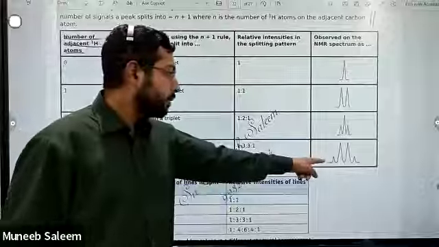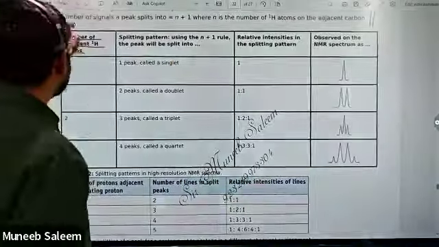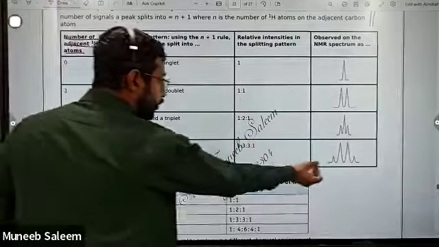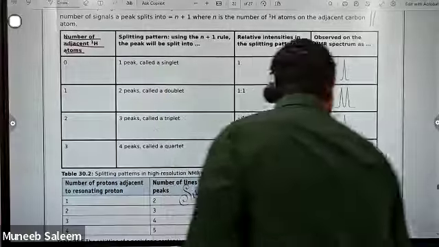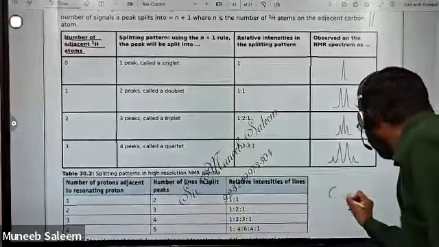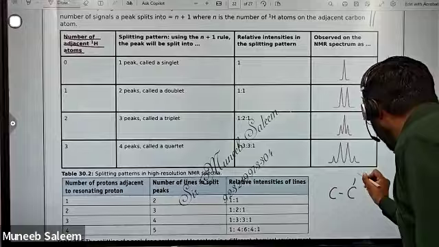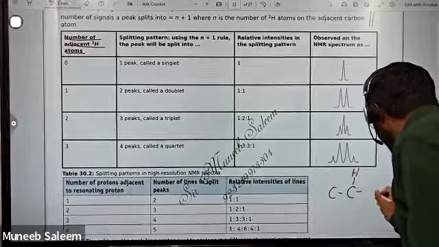So this splitting is definitely caused by adjacent hydrogens. I can take an example for this type of peak in which there were 2 carbon atoms. On one carbon atom, it had 3 hydrogen atoms.